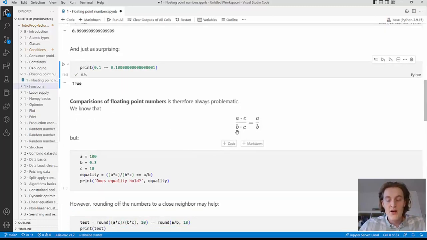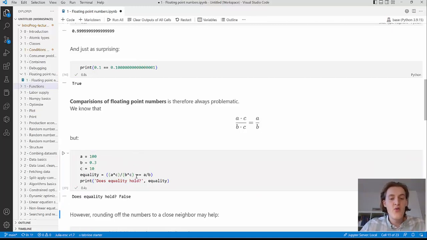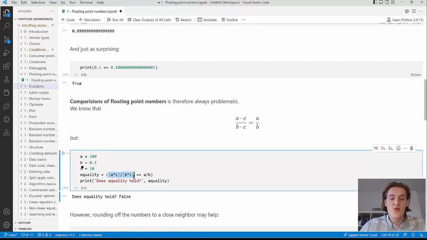So this is what happens here. If we take this formula, which says that a times c divided by b times c is equal to a divided by b, it's maths, you can't really argue with it. But Python will try to argue with it: you test the equality, is this true? No, it's not true, Python will say. Again, because of these approximations of floating point numbers.